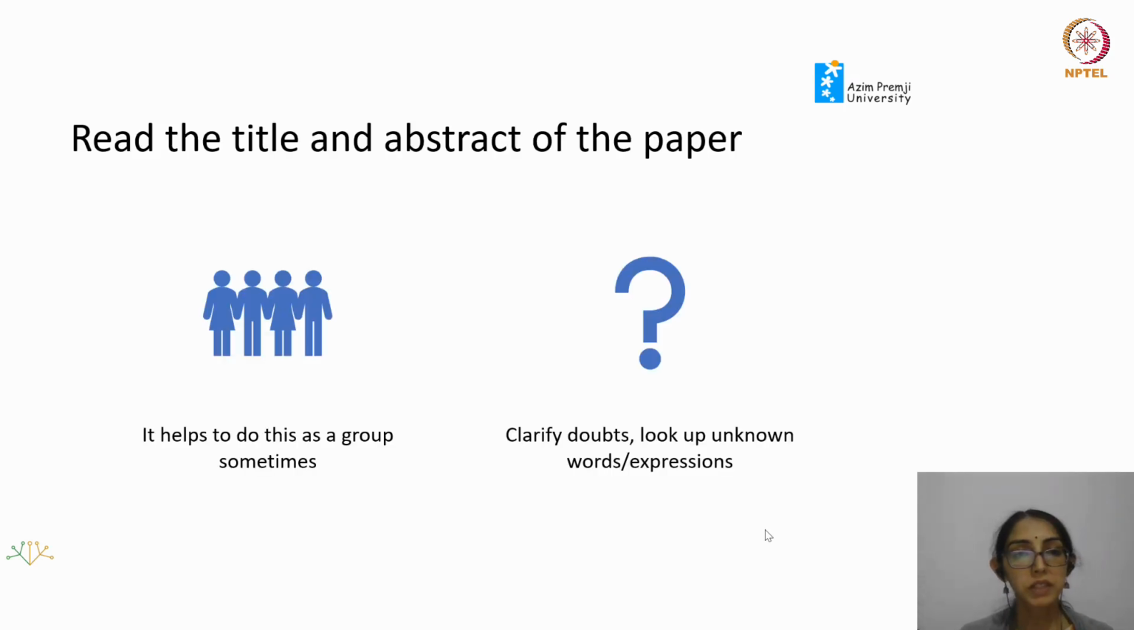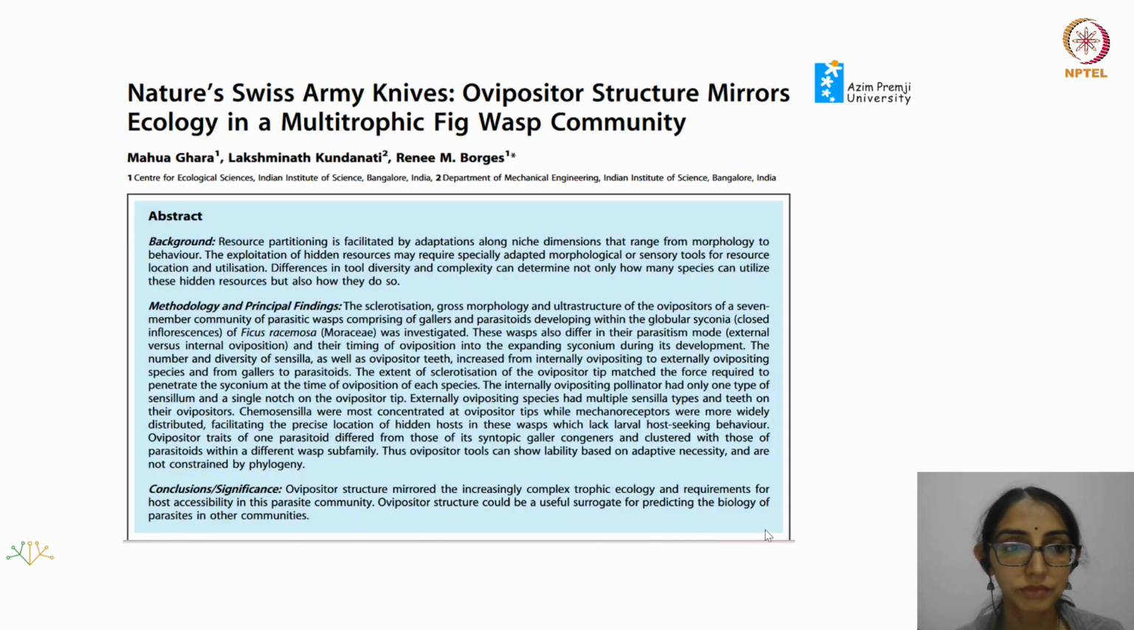Okay, so the first thing that I would do is read the title and the abstract of the paper. Sometimes it helps to do this as a group. And if you're doing this for the very first time, I would really recommend that you do this as a group. So just reading the title and the abstract. Usually in the abstract already, there will be many words or concepts that are unknown, and you should take some time to clarify those doubts, right? So look up words or expressions or concepts that you find difficult. Look them up using the internet, ask your group members, so that you get a feel at least. You may not understand everything in the article, but enough that you get a feel for what the article is actually about, right?